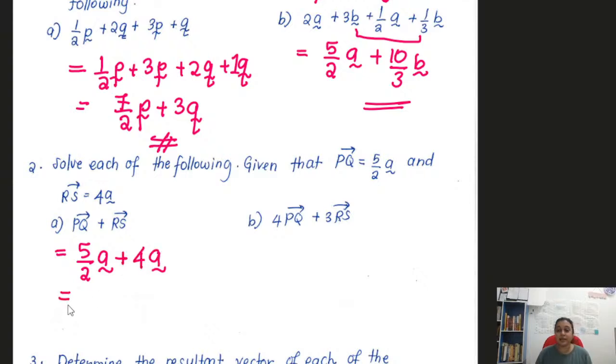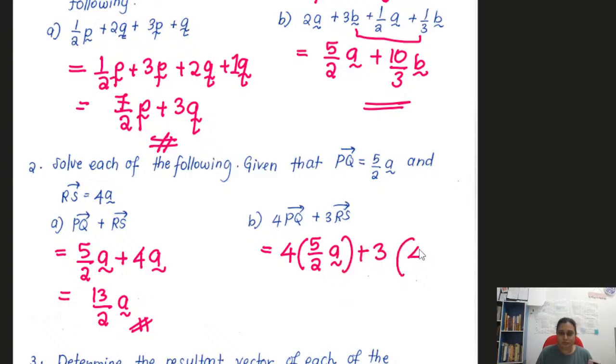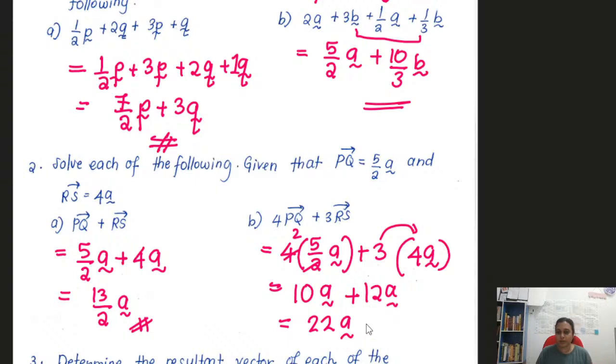If A dengan A, can tambah or not? Can. So, we tambah. Dapat 13 per 2. 13 over 2. Okay, B. 4PQ, kita ganti dulu. We substitute first the nilai. Okay, 5 over 2A. RS is 4A. Here I get 10A. Ni darab 3 darab 4 will get 12A. So 10 plus 12, 22A. Okay, very easy, right? Tambah tolak.